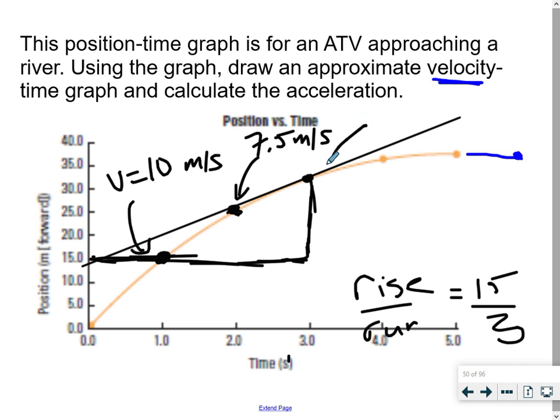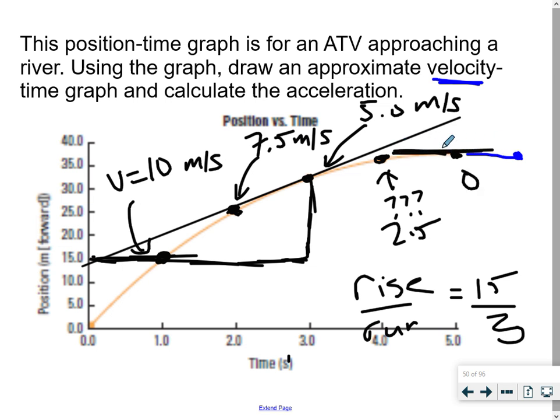15 divided by 3 means that my slope at this point right here is now 5.0 meters per second. Anyone want to hedge a guess as to what the slope right here would be? Can you pick up on the pattern? We started at 10. We went to 7.5. We went to 5. What do you think the next one's going to be? 2.5 is the right answer. And anyone want to hedge a guess as to what it would be probably here? Yeah, and 0 I can actually make sense of.